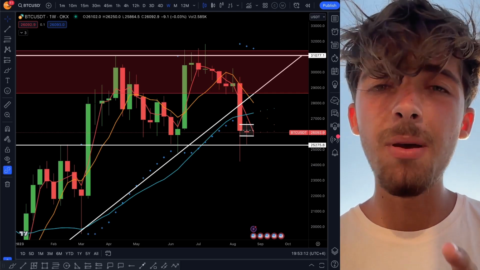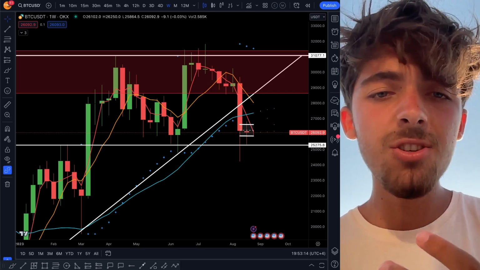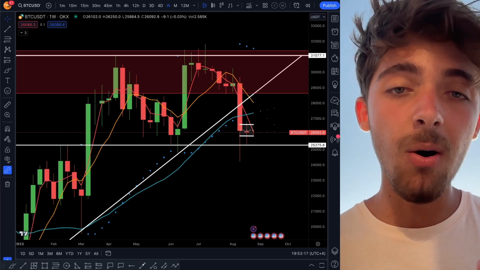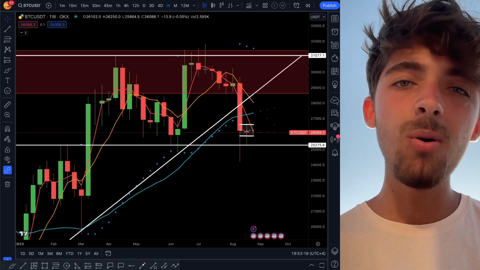So let's start off with Bitcoin's weekly chart, because things are not looking too good on the weekly, honestly. I have two different indicators, which I'm going to explain in a second.